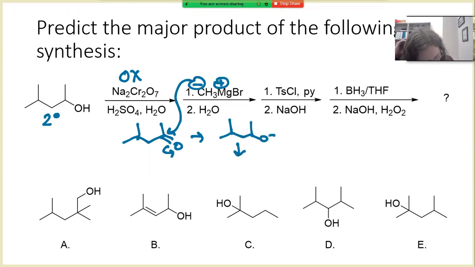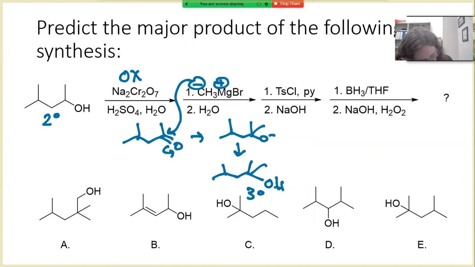So we're going to make O-, and then the second part, adding water, is going to protonate that to give us this alcohol right here. So it's a tertiary alcohol after the Grignard has reacted.